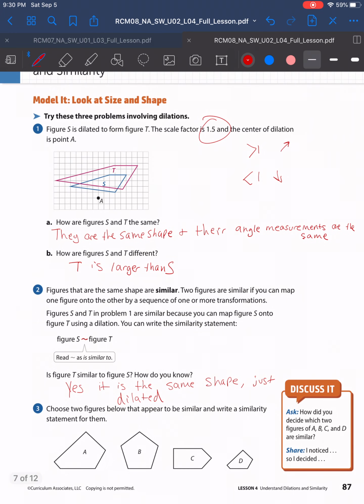Number 3, choose two figures below that appear to be similar and write a similarity statement for them. All right, already I can tell A and D are the same shape, one just dilated from the other. So could I say D is a dilation of A? In other words, D got bigger and made A. B and C are nothing.